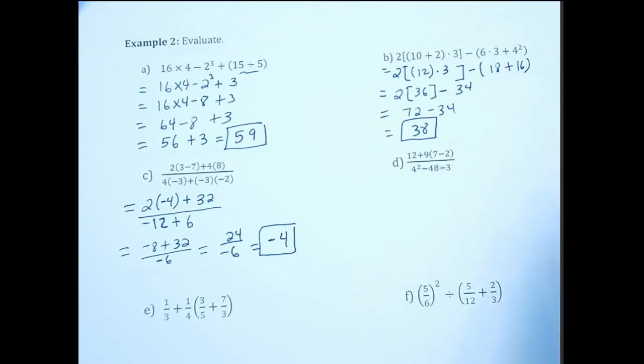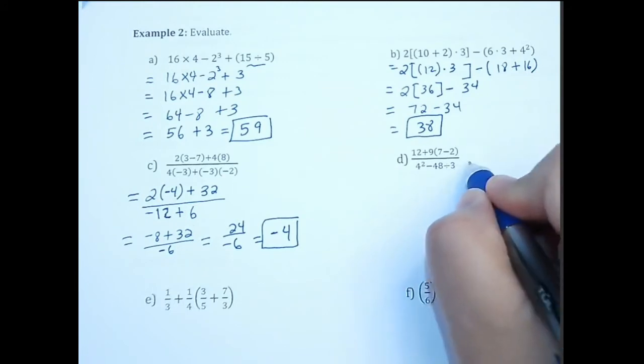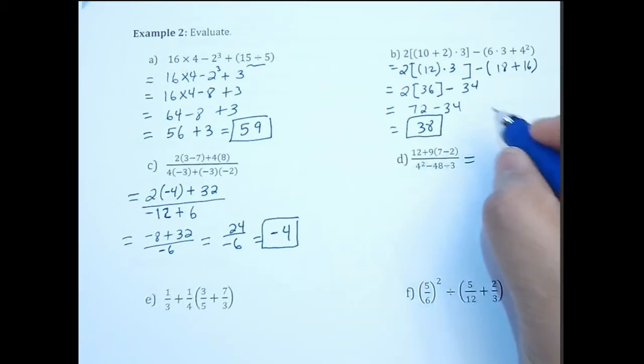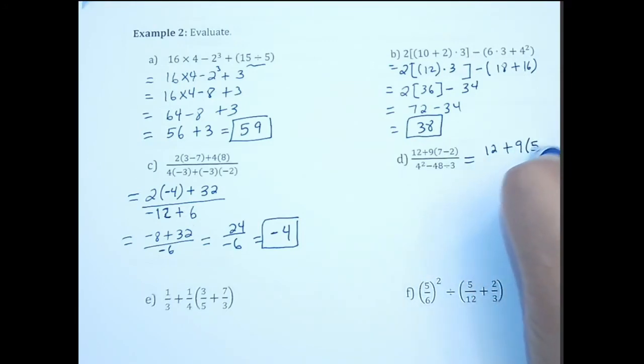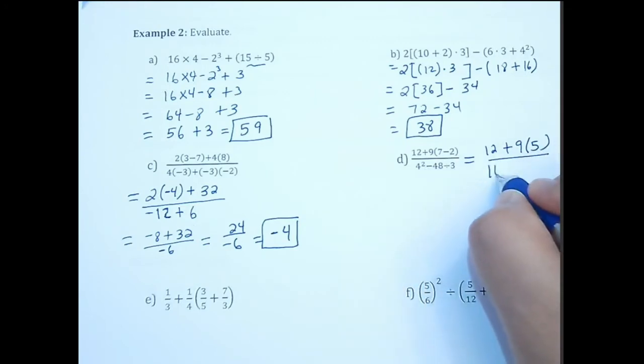Let's go to letter D. So here we have 12 plus 9 times 7 minus 2. So we'll do the parentheses first. 7 minus 2 is 5. And then 4 squared is 16.